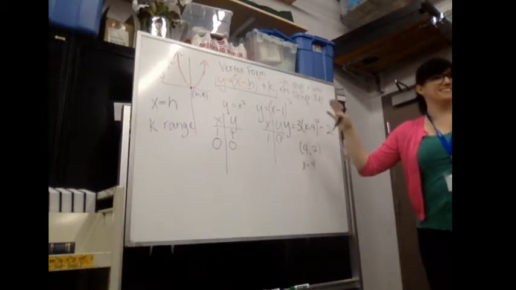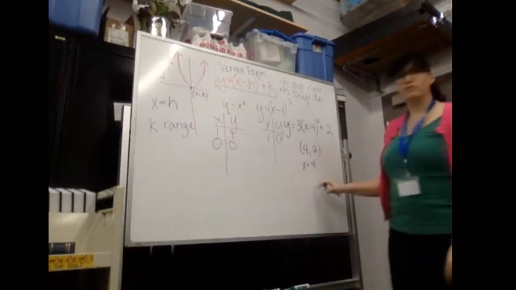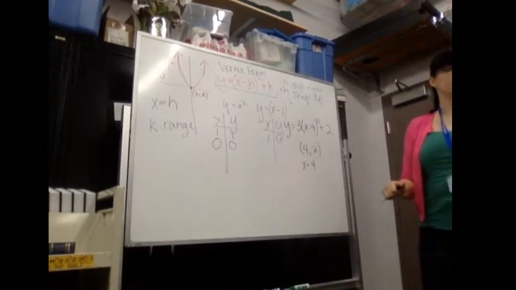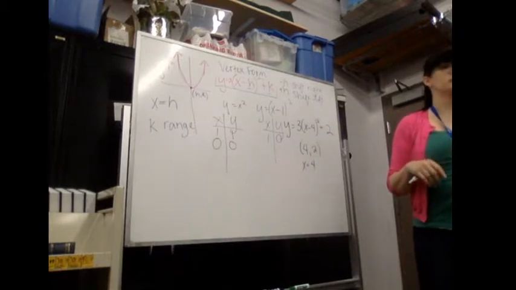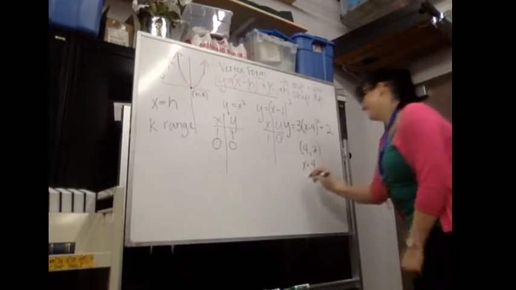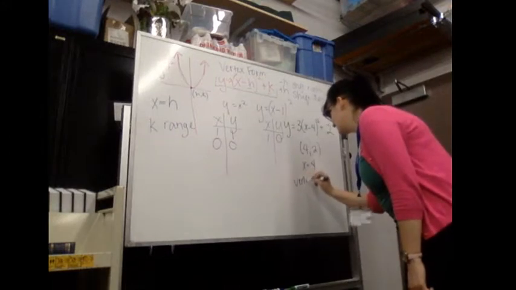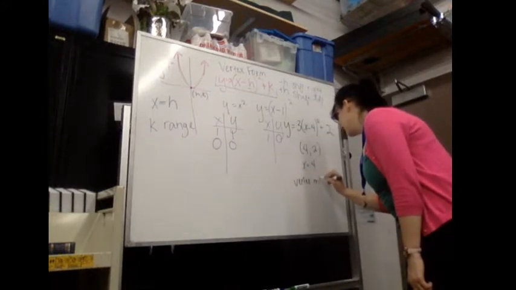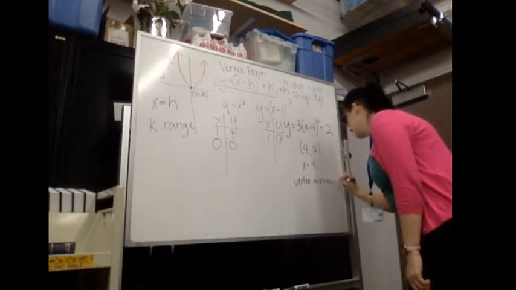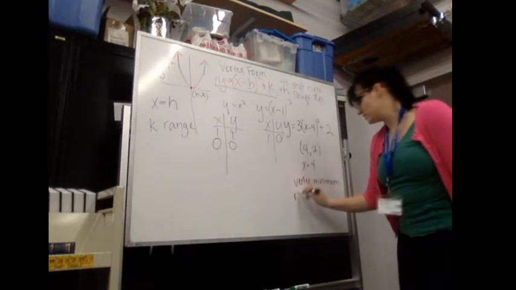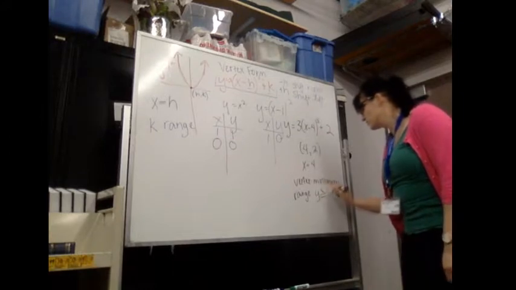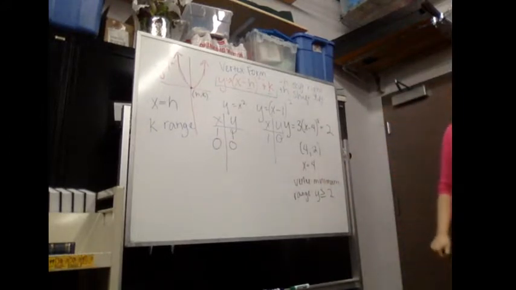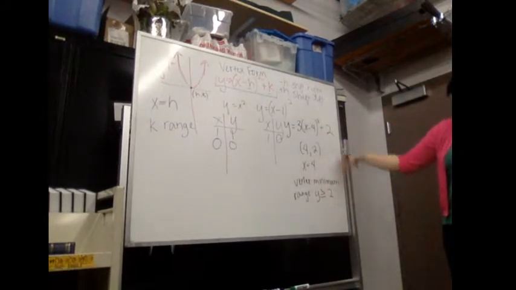So is my graph going to open up or down? Up. Yes. So is my vertex then a minimum or a maximum? The vertex, the turning point of the graph. It's the minimum, the lowest point. Yes. My vertex is a minimum, which means my range is y is greater than or equal to 2. Because it opens up. See all that information that we got just out of this?